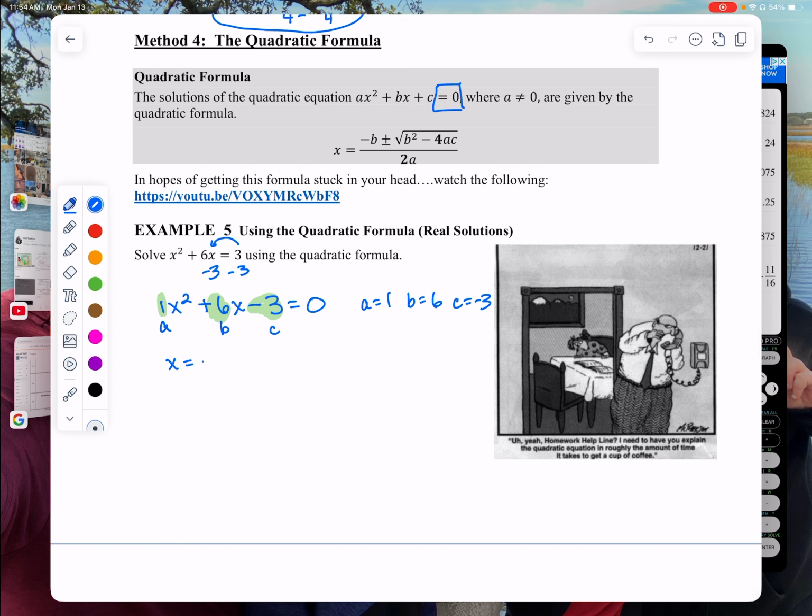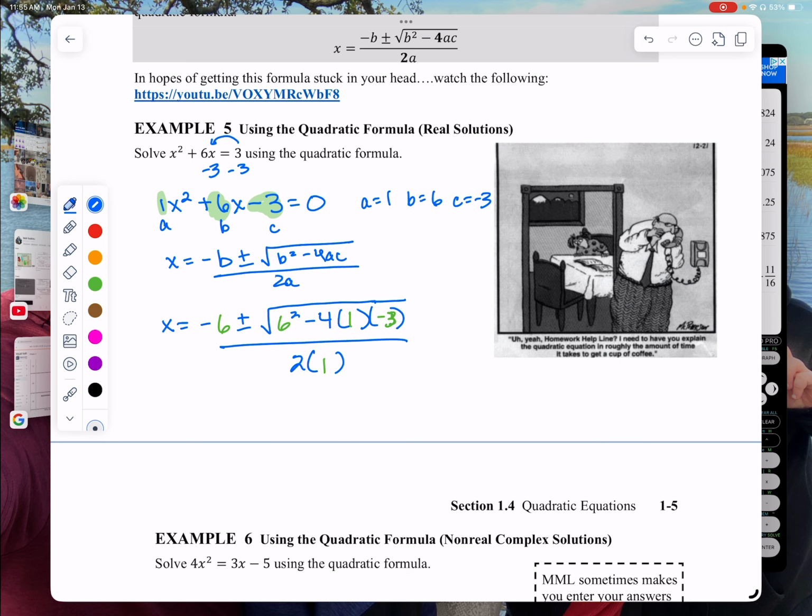Okay, so let me talk about one of the traps. So we're going to have x equals negative 6 plus or minus. One of the traps is 6 squared is 36, and the sign right here is one of the main things that students miss.